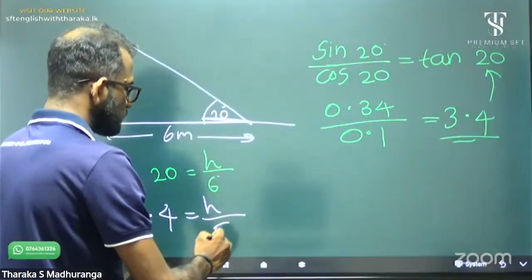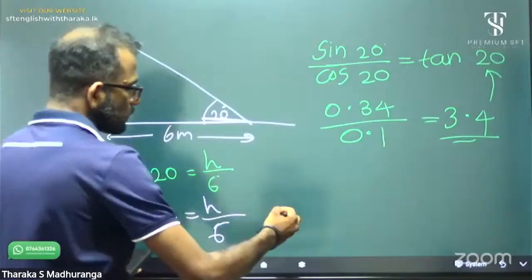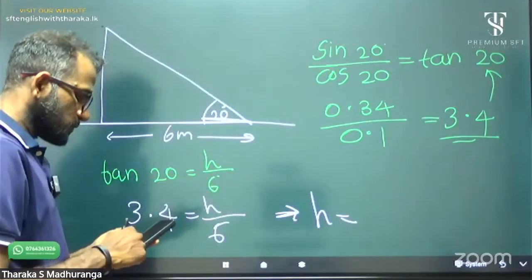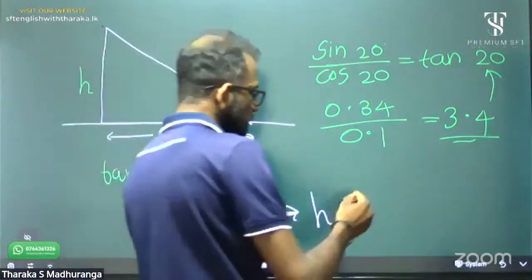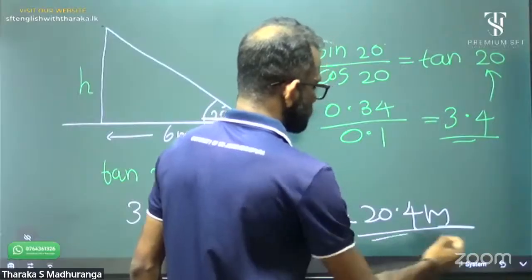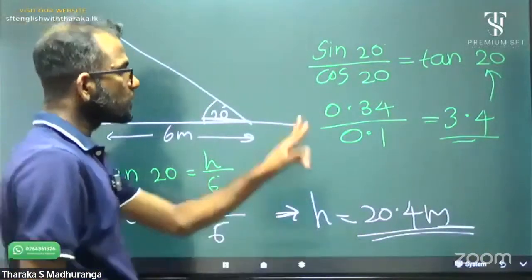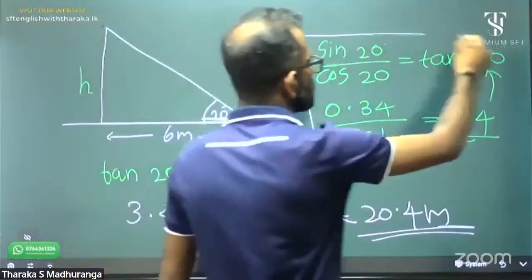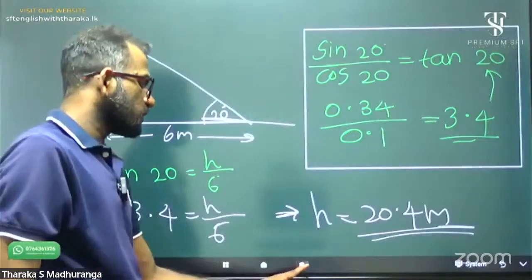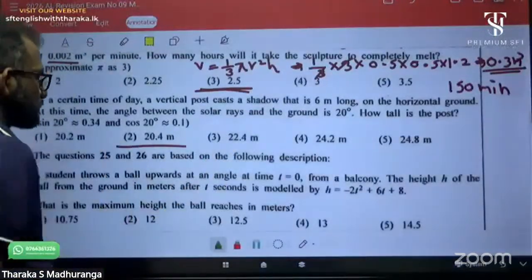Now, h equal 6 into 3.4, it is 20.4. 20.4 meters. Understood? Very simple. Now, this is a trigonometry lesson. We discussed sin theta over cos theta equal to tan theta.